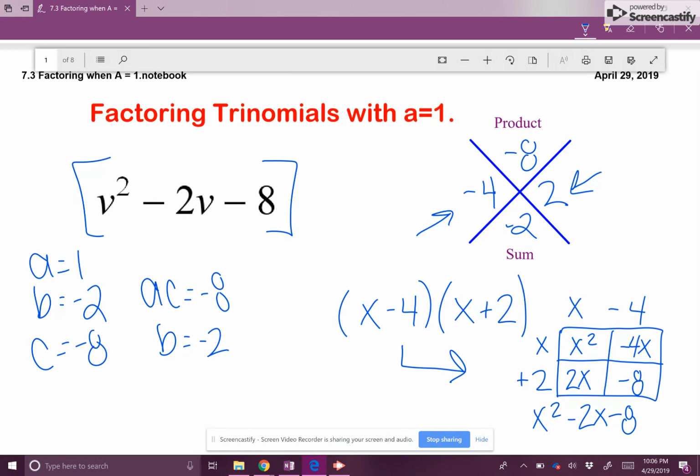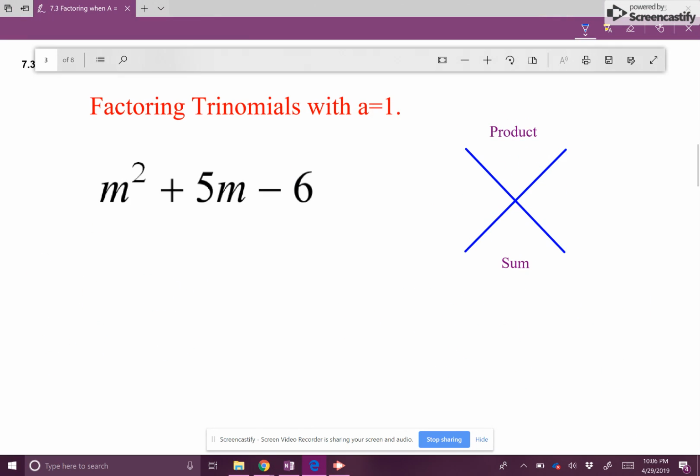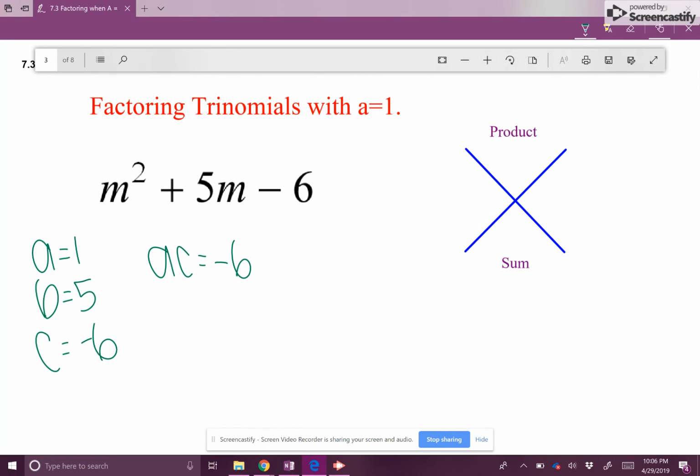Let's try another one. So here for this problem, let's identify A, B, and C. We know our A is equal to 1 in this case, B is equal to 5, and C is equal to -6. So we're looking for numbers that multiply to make A times C, which would be -6, and add together to make B, which again is 5. So think about the two factors that multiply to make -6 and add together to make 5.